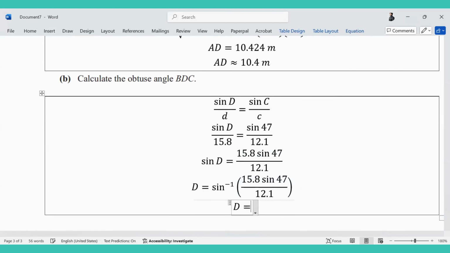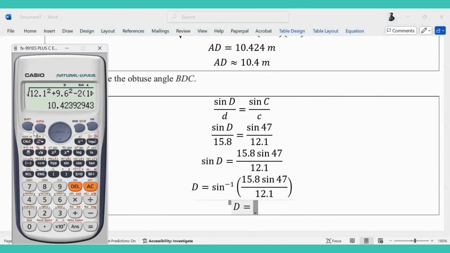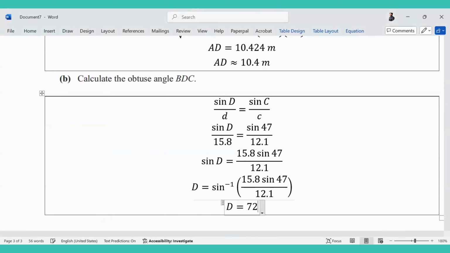But here is a particular thing that you need to know. If I go for sine inverse, I'll just put the entire fraction. 15.8 sine 47. Make sure you close the brackets or else you'll get syntax error. 12.1 bracket closed. 72.7 degrees. Now the calculator, whenever we inverse the sine, it never gives us an obtuse angle.